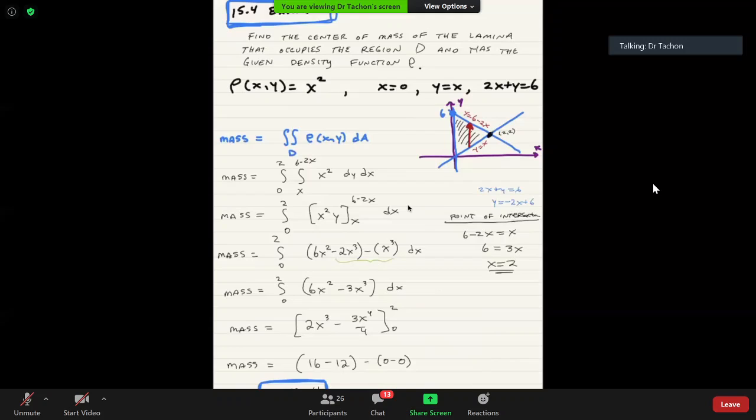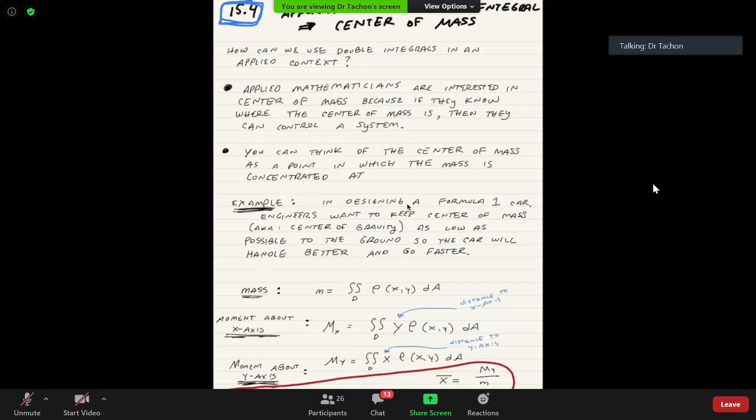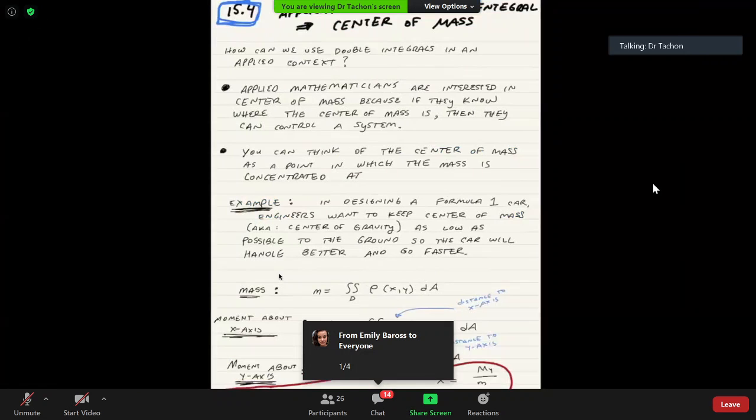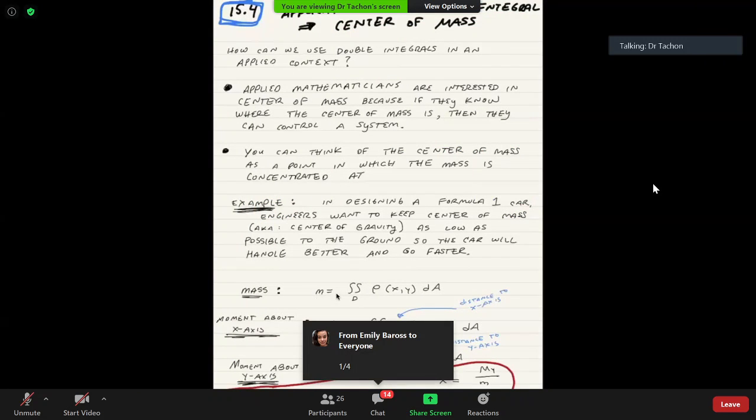So how are we doing so far? What fraction of our problem is done? Let's see. We want to find the center of mass for this region right here. There's our base. Well, we have to find the mass. We found the mass, okay, we got that.